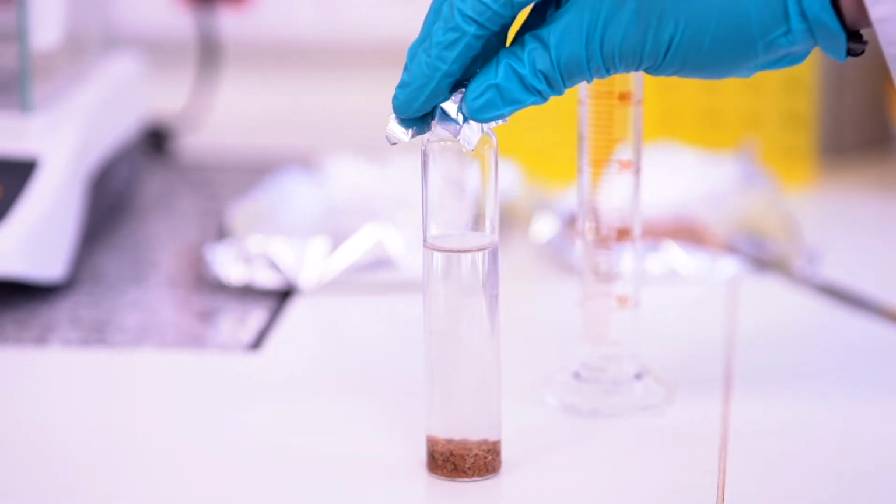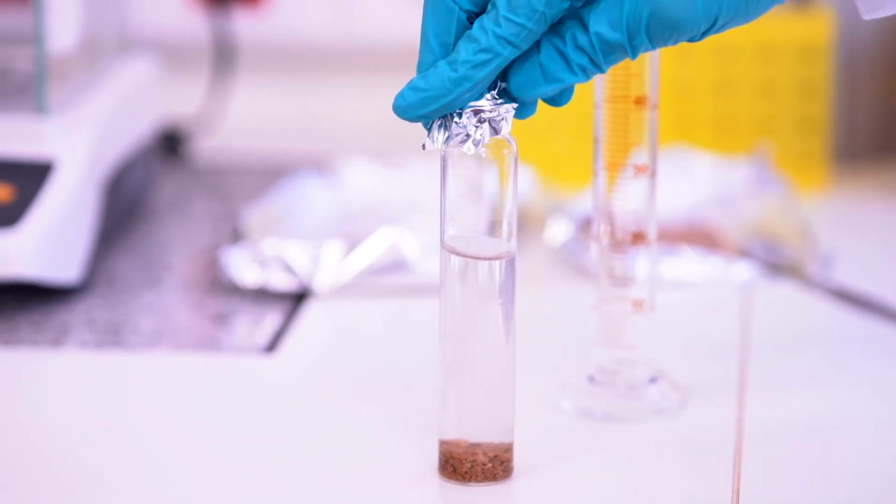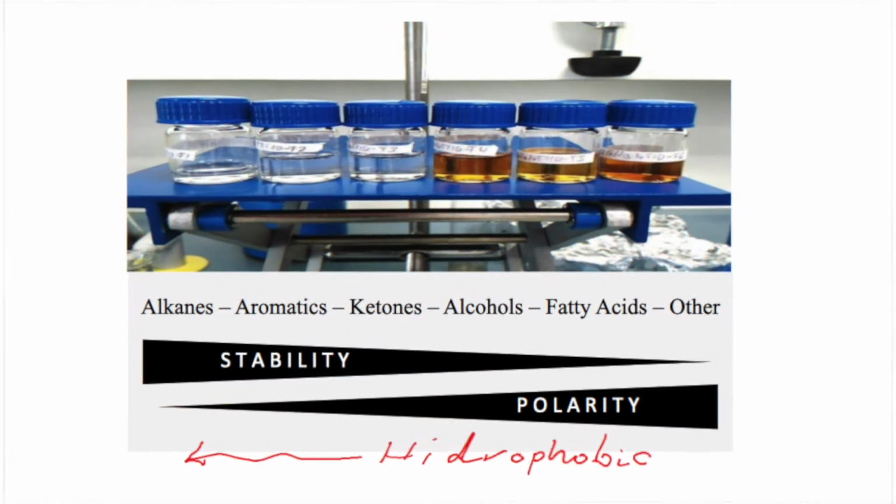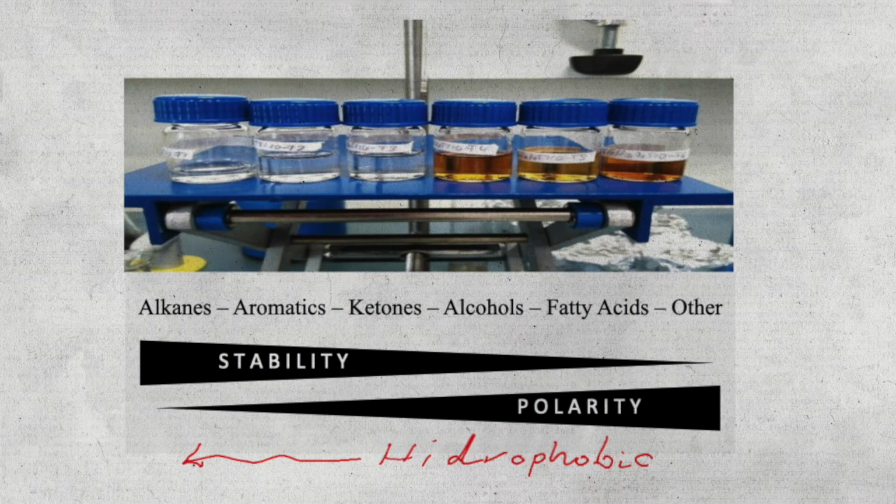How do we extract lipids from archaeological materials or from archaeological sediments? First, we must understand that lipids are normally divided into 5 different groups according to how repellent they are from water, how hydrophobic they are. These groups are the hydrocarbons or alkanes, the aromatics, the ketones, the alcohols, and the fatty acids.